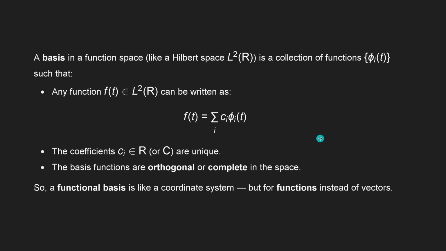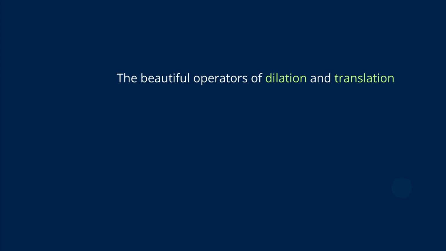Remember bases in function space, like in a Hilbert space. Any function that we are talking about can be rewritten in a specific form with coefficients. And of course, we want a basis function that is orthogonal or complete in those spaces. So a functional basis is like a coordinate system, as I told you, but for functions instead of vectors. We really can prove this mathematically; everything is working. And I told you I'm going to show you the beautiful operators of dilation and translation.